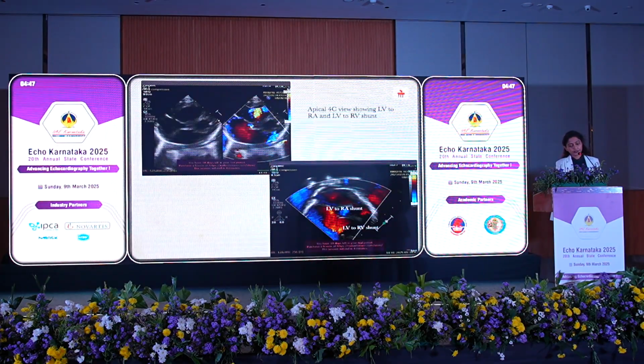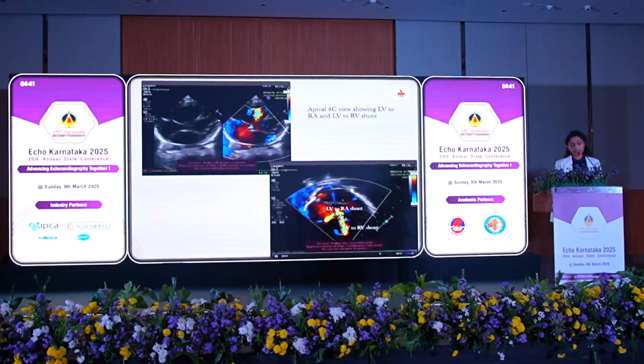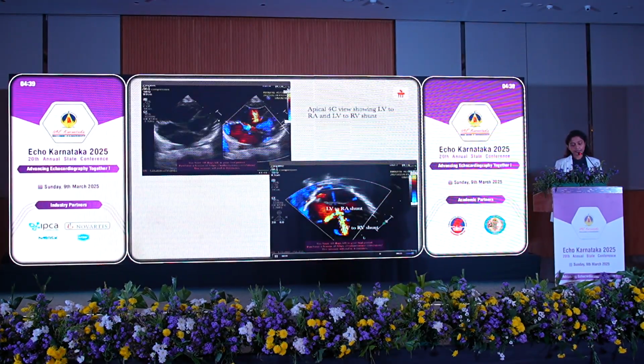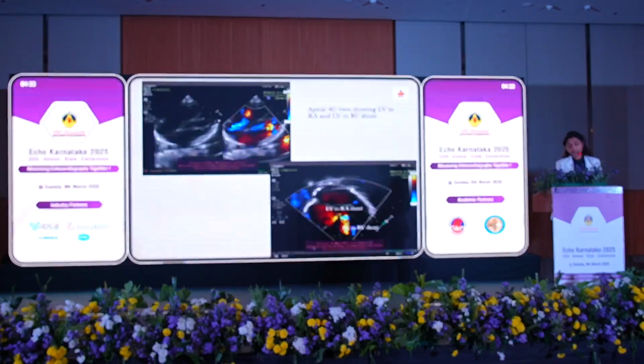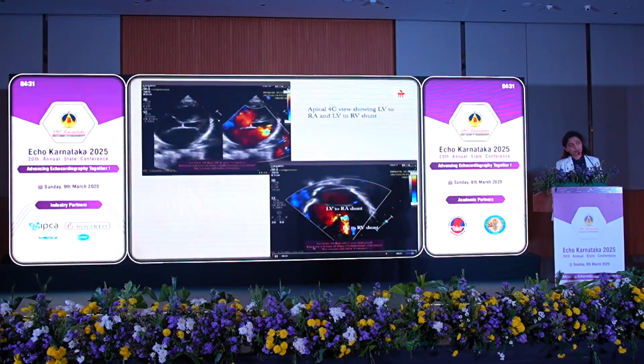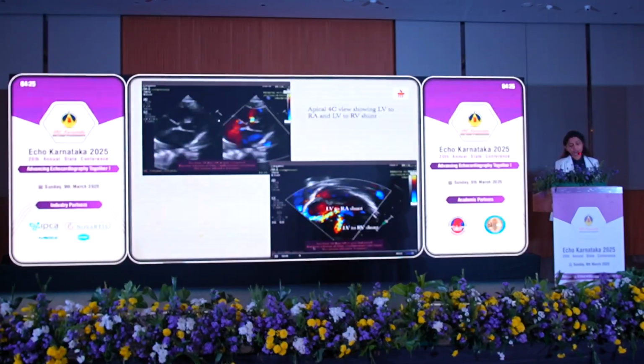As we closely look at the echo images, we see it's not only the VSD shunt that we see between the left ventricle and the right ventricle. There was a significant LV to RA shunt in this baby. So it was a congenital Gerbode defect, wherein there were 2 jets, one into the right atrium and one into the right ventricle.